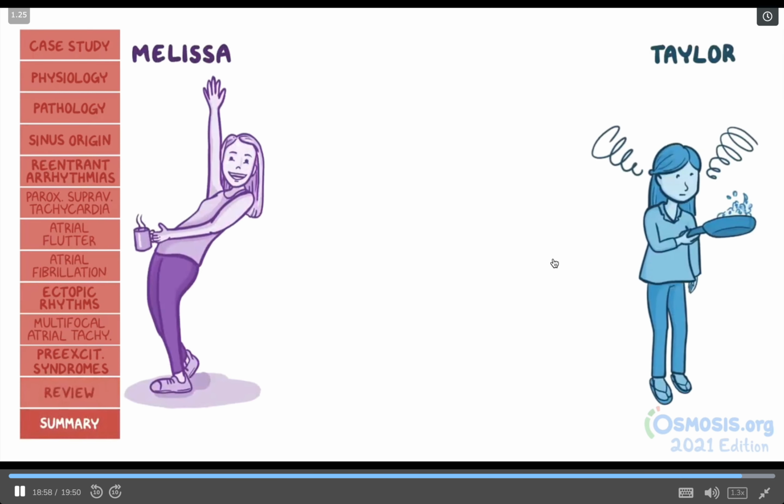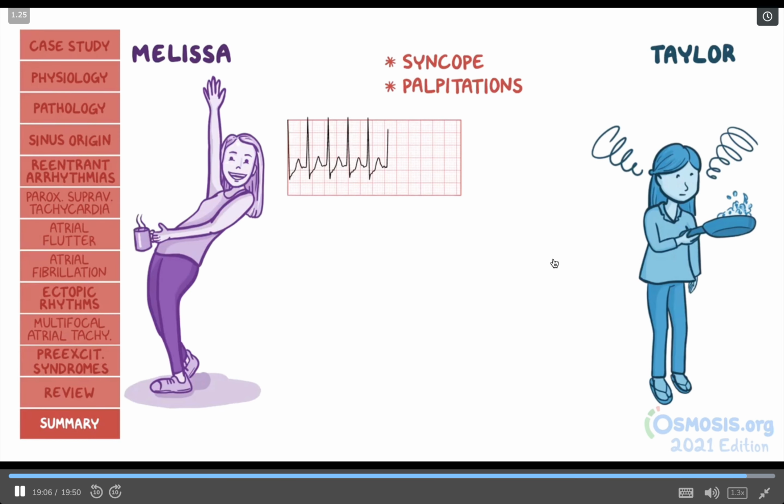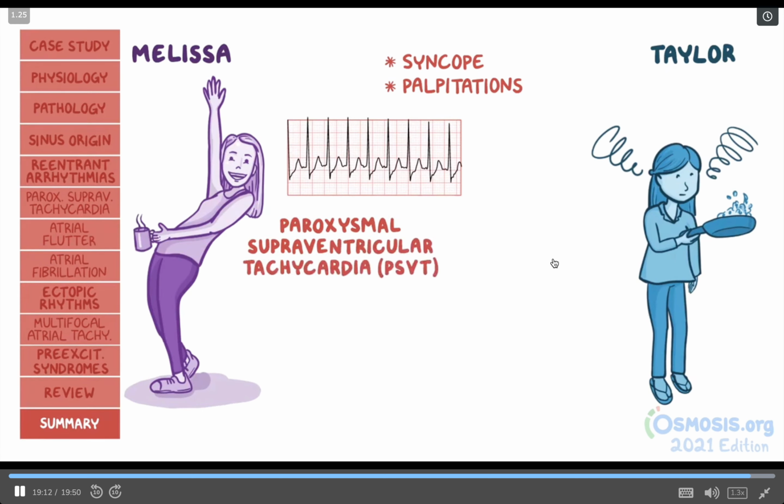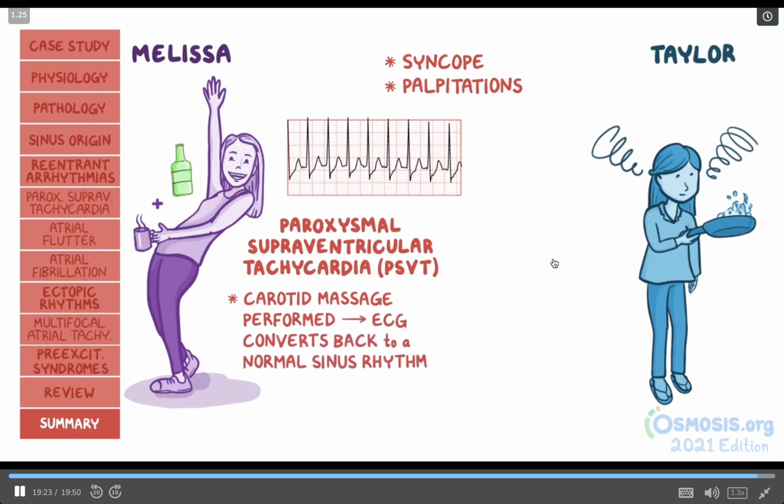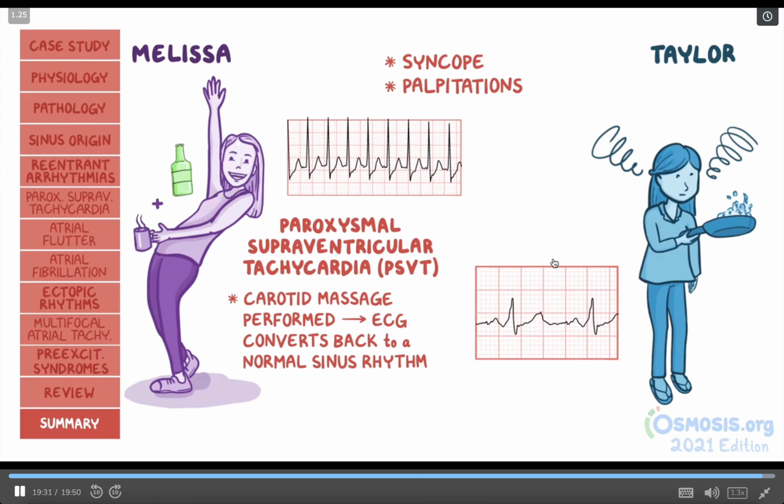Both Melissa and Taylor's presentations describe syncope and palpitations, suggesting something is going on with their hearts. Based on Melissa's ECG, this is likely a paroxysmal supraventricular tachycardia, or PSVT. In her case, it was likely triggered by her consumption of alcohol and caffeine. After a carotid massage is performed, her ECG converts back to a normal sinus rhythm. On the other hand, Taylor's ECG shows a short PR interval and a wide QRS complex with an initial delta wave, which is the classic ECG pattern of Wolff-Parkinson-White syndrome.